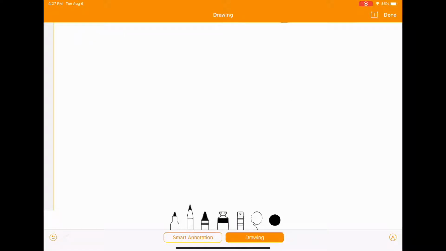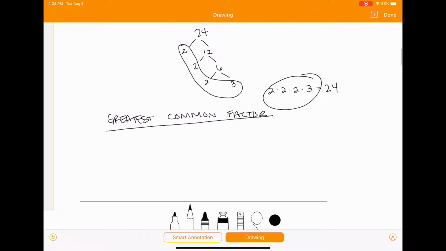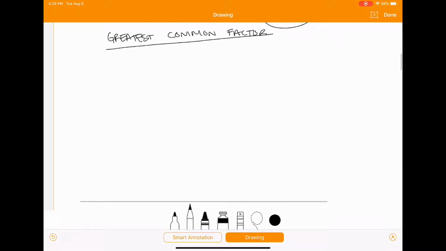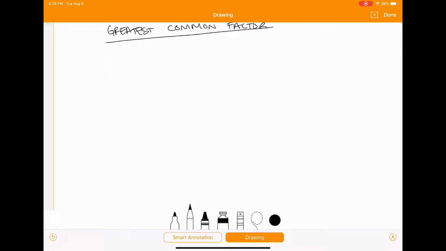So let's go ahead now and talk about our greatest common factor. So we just learned how to find factors of different numbers. But if we had two different numbers and we wanted to find their greatest common factor, this is how you would do it. So first off, a common factor is a whole number that is a factor of two or more non-zero whole numbers. The greatest of these common factors is, of course, the greatest common factor.